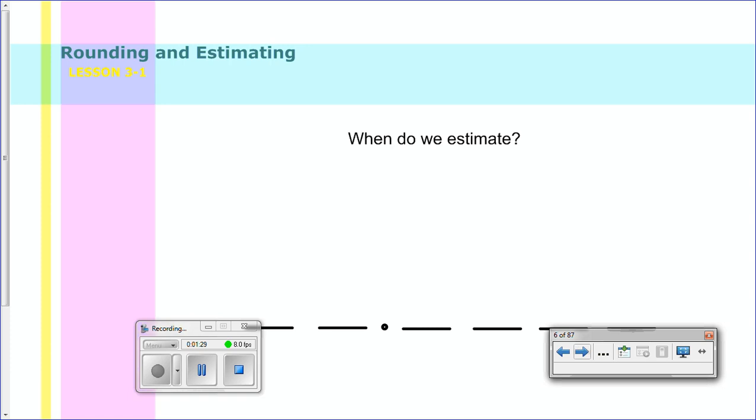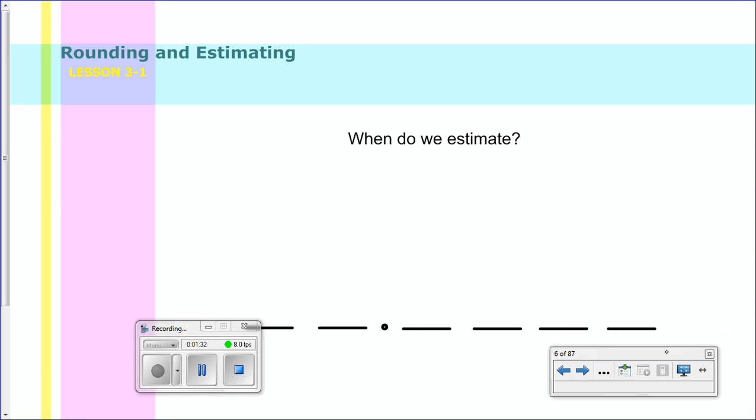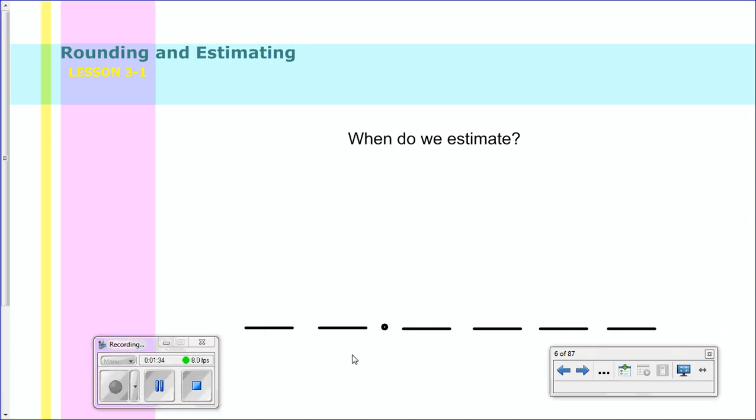All right. So up at the top, I have a question, and when do we estimate? And usually people have, well, pretty similar reasons. One, you're going shopping, and you want to know about how much it would cost. That's the time we estimate, because you want to make sure you have enough money. That's a big reason people use to estimate.